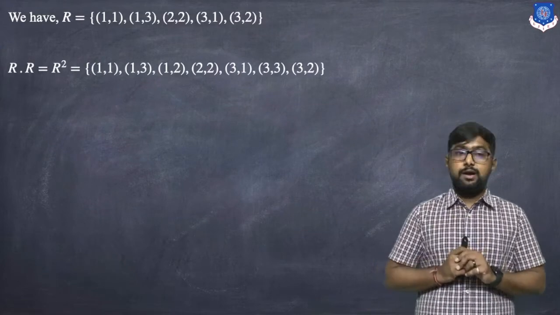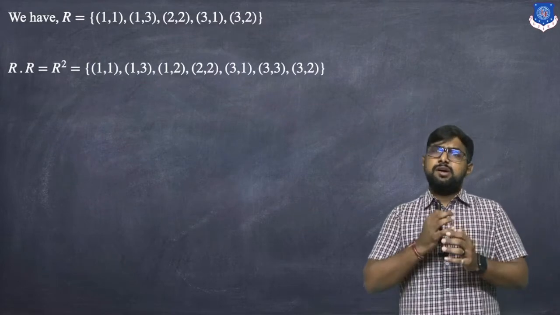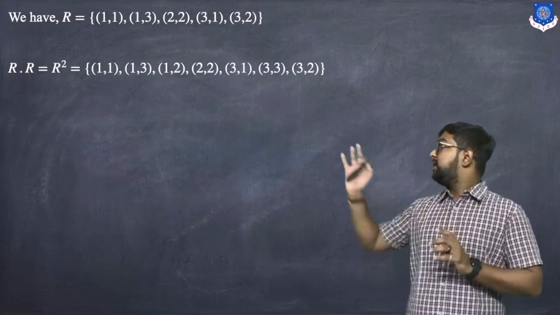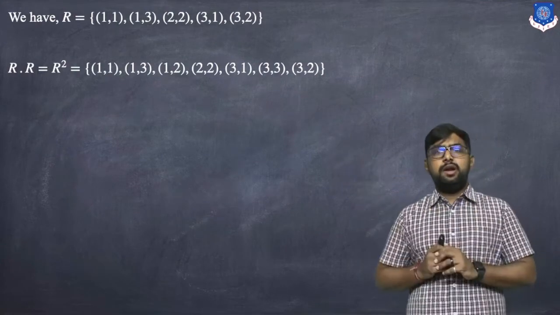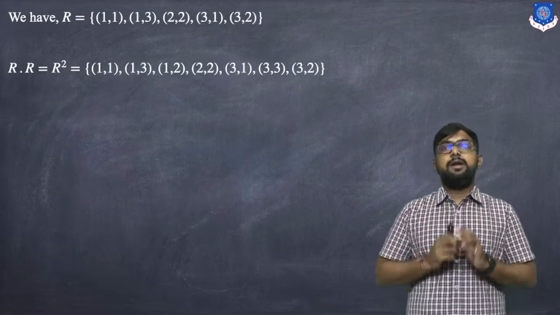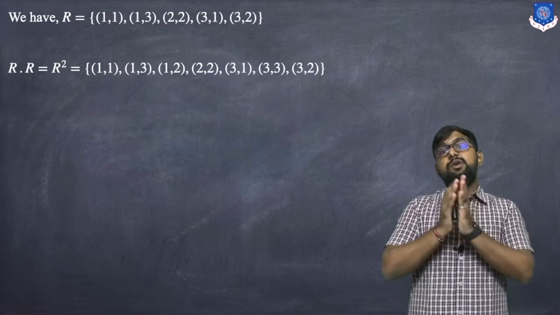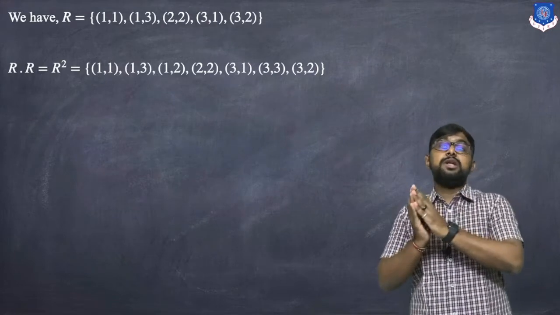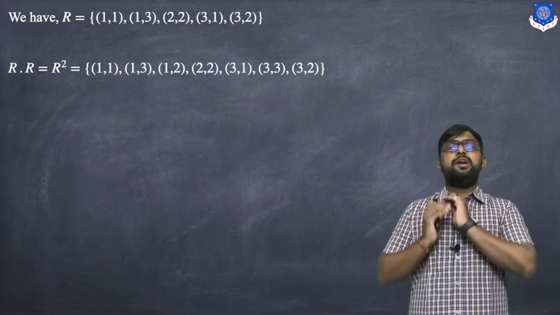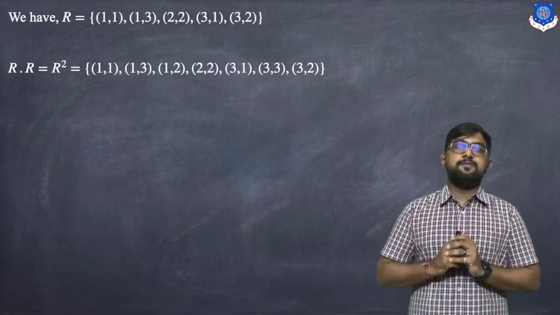Now how to calculate R square? See, it is a composition of R with itself. Consider in R, 1 is related to 1, and again 1 is related to 1, so the (1,1) entry will be there. In the same way, 1 is related to 1 and 1 is related to 3, so the (1,3) pair will be there. Now 2 is related to 2 and 2 is related to itself, so the (2,2) pair will be there.